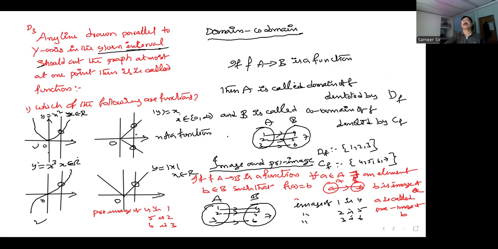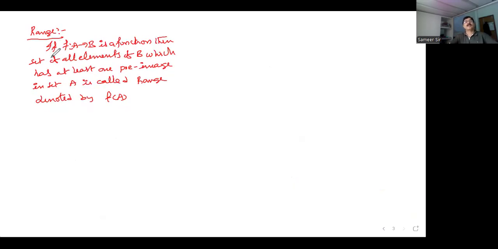Range. I'll go for the range. Shall I turn the page? Yeah. f from A to B is a function. A to B, I'm drawing a function here. Yeah, you see this.